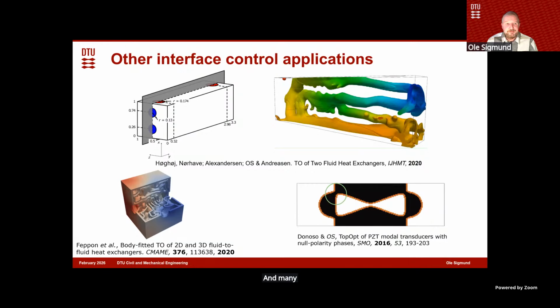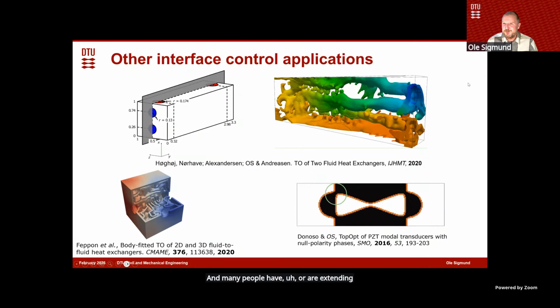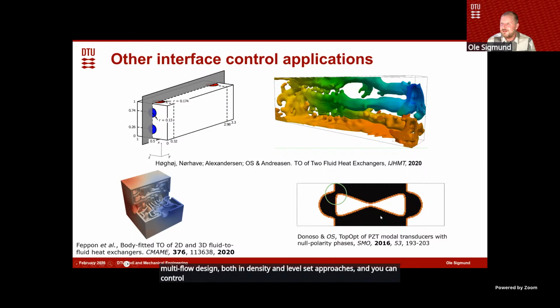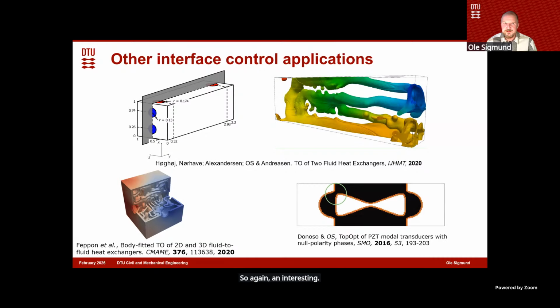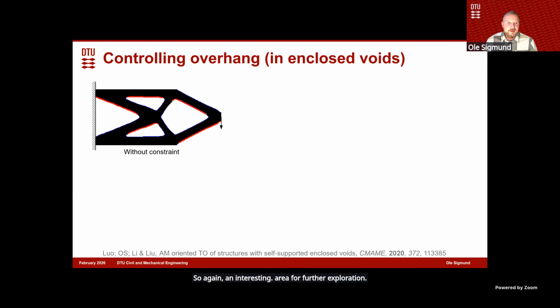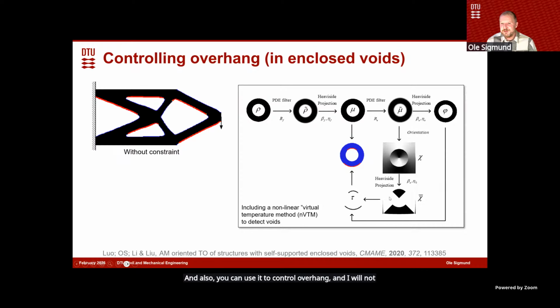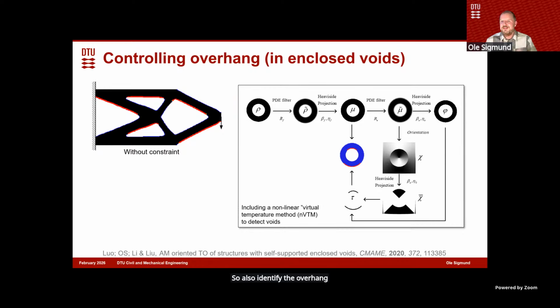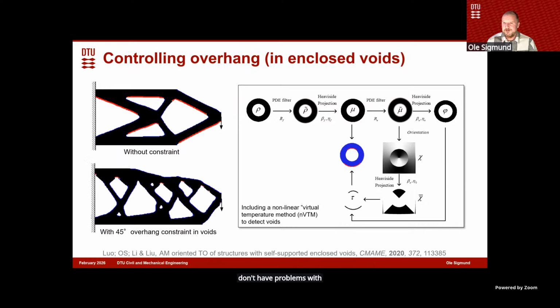Many people have extended these ideas. You can use it to make multi-flow design, both in density and level set approaches, and you can control gaps between electrodes and stuff like that. So again, an interesting area for further exploration. And you can also use it to control overhang. I will not go deeper into it, but this was work with Xujian Liu, where we use these multiple projection strategies to also identify the overhang regions, and in that way design structures that don't have problems with overhang for additive manufacturing.